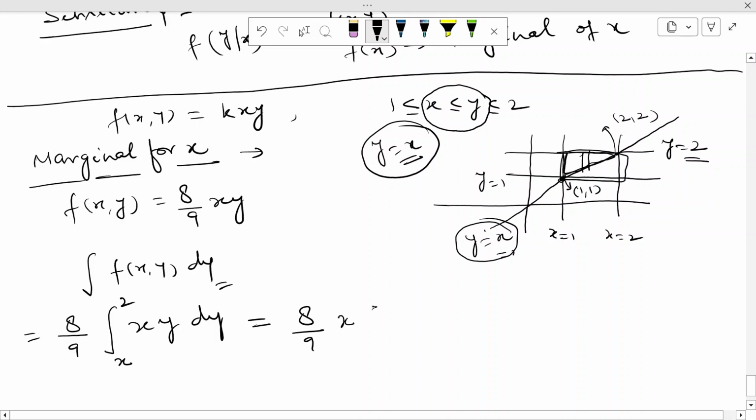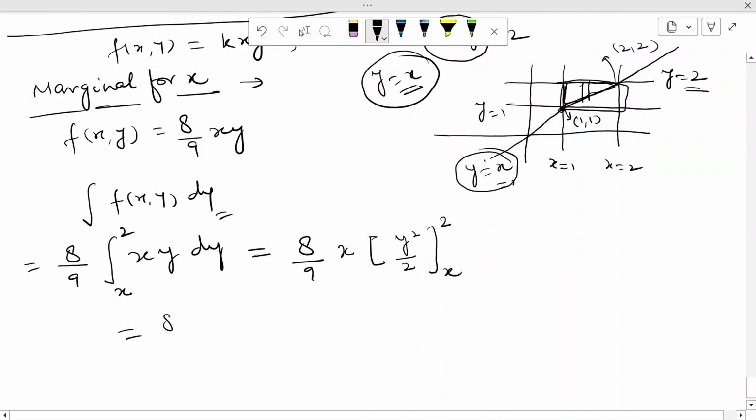So we can take this x outside, and this is y square by 2, and the limits are x to 2. So when you are putting the upper limit, we are getting 8/9 x. Now when you are putting y equals 2, we are getting 4 upon 2, which is 2, minus x square by 2, which is the value of this expression y square by 2 at x.